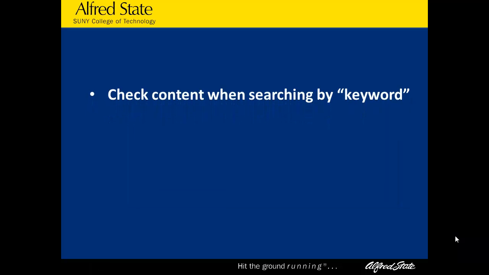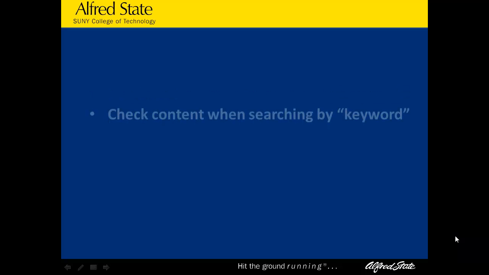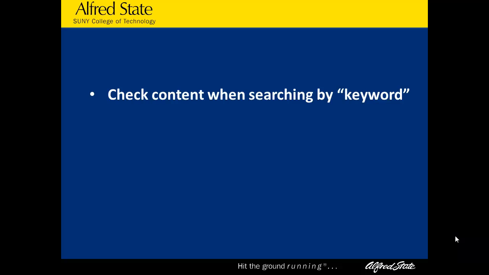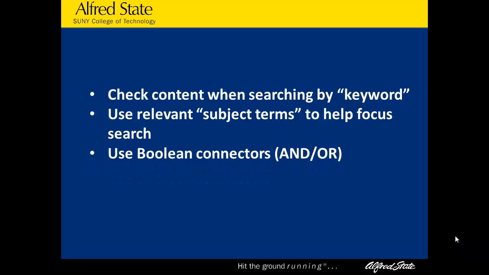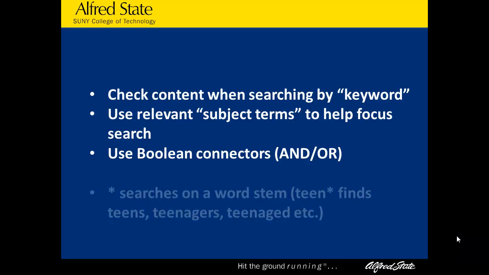So let's review. It's important to look carefully at search results to be sure the content is really on your topic, especially when searching by keyword. When keyword searching, note the subject terms assigned to an article that seems to be on target for your topic. Then use these terms in a subject search. Use the Boolean connectors and or. If needed, use an asterisk at the end of the word stem to retrieve additional results.